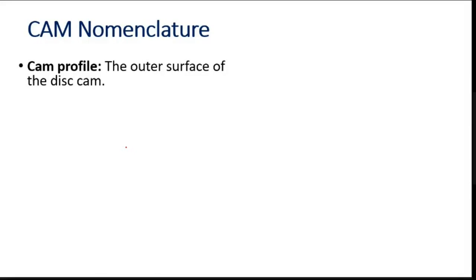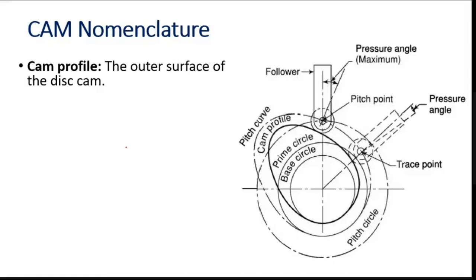First, the cam profile. The outer surface of the disc cam is called the cam profile. For example, here the cam profile is the one in dark color. You can see that. The dark color is what we call the cam profile, that is the outer surface of your cam.